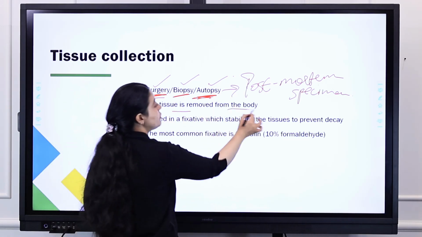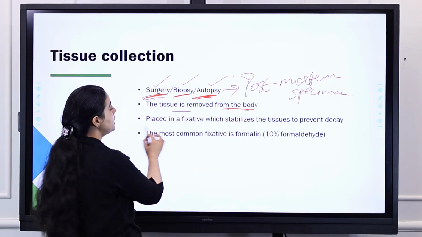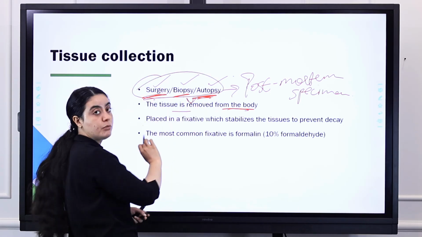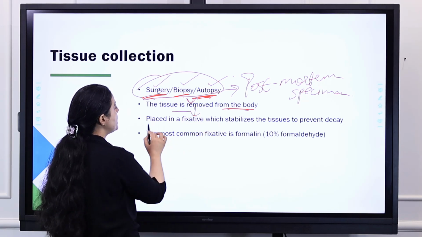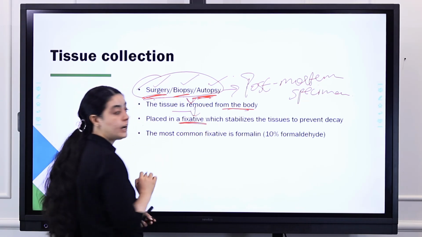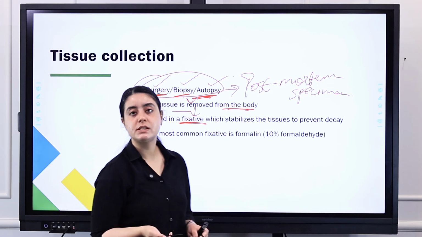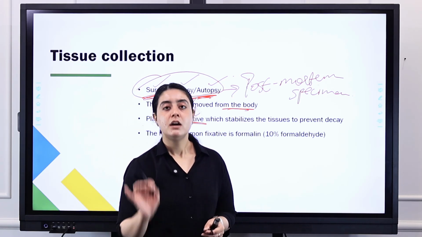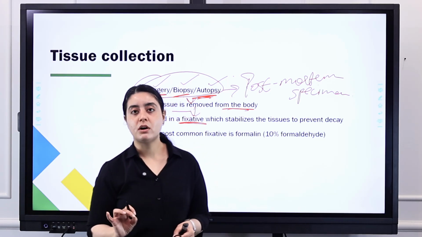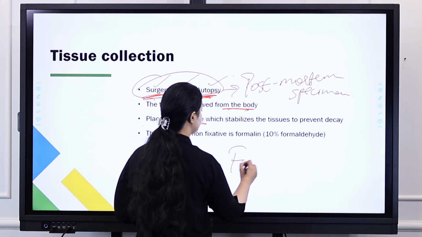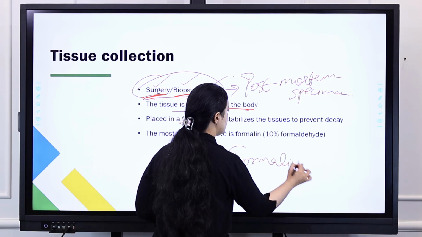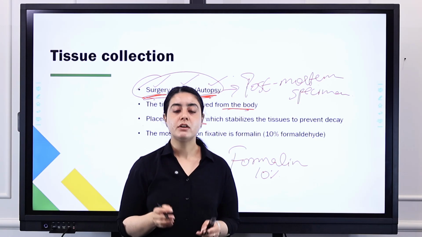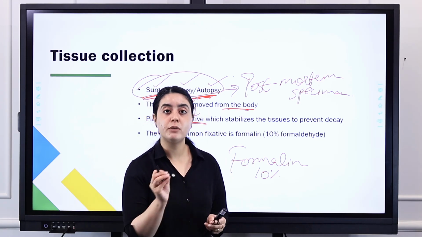Now the tissue is removed from the body. These are the types of tissues, so they will obviously be removed from the body. Then what next? Then we have to place our tissues in a fixative. Why do we use fixatives? We have different kinds of fixatives, but the one most commonly used in the histopathology lab is formalin, 10% formalin.